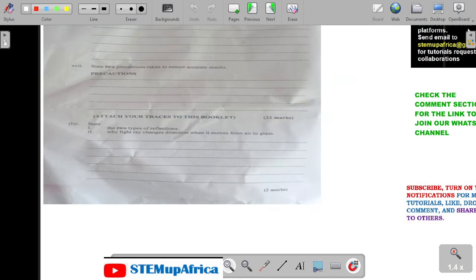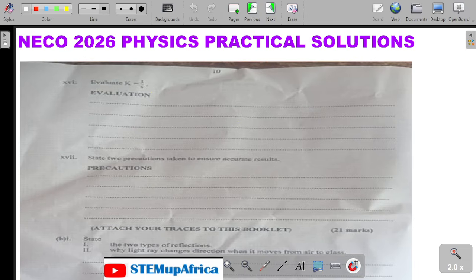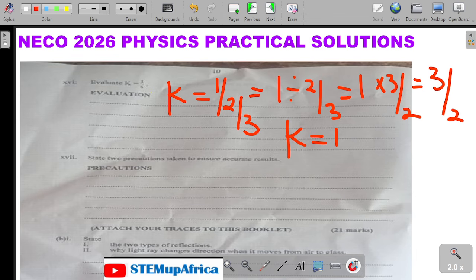Then the next question asks us to evaluate k equals 1 over x. Our x is 2 over 3, so my k becomes 1 over 2 over 3, which is 1 divided by 2 over 3, which is 1 times 3 over 2. So the k is now 3 over 2, which is 1.5. That's the value of the k.